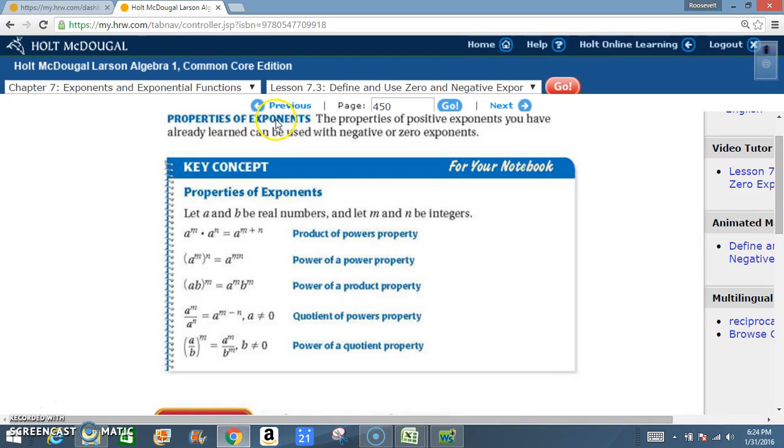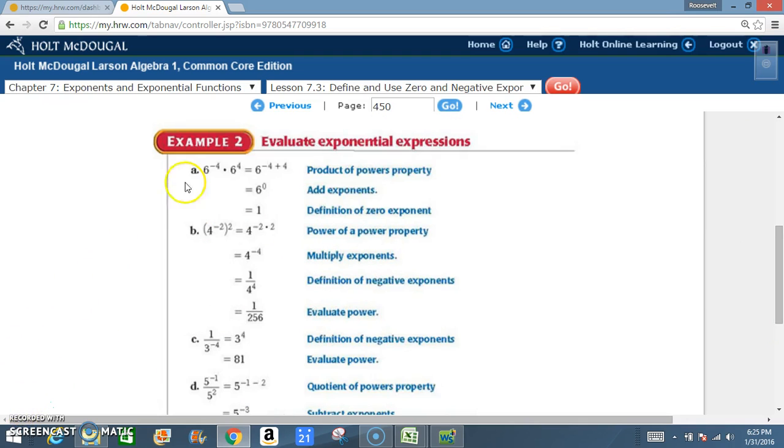Okay, properties of exponents. The properties of positive exponents you have already learned can be used with negative or zero exponents. Key concepts, get this in your notes. Not going to read it for you because we are short of time. Once again, read and get it in your notes. Example 2, evaluate exponential expressions. Okay, we're going to explain these as fast as possible.